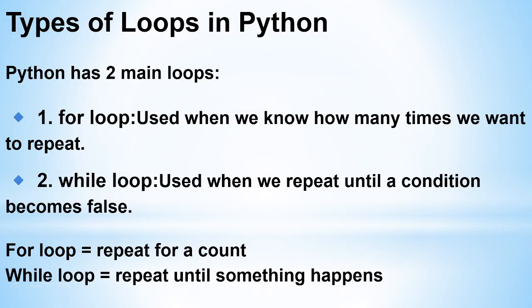So, the types of loops in Python. Python has two main loops. The first one is the for loop and the second one is the while loop. The for loop is used when we know how many times we want to repeat, and the while loop is used when we repeat until a condition becomes false. Let's see each one by one.